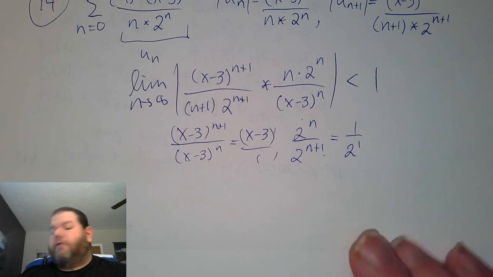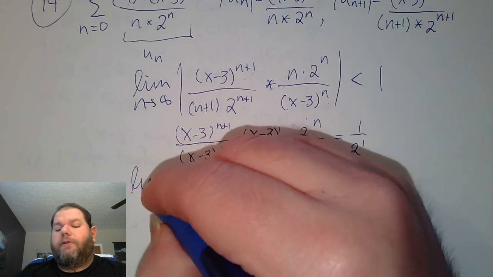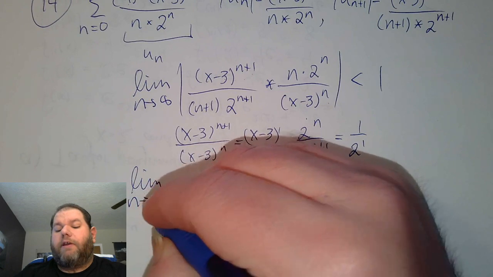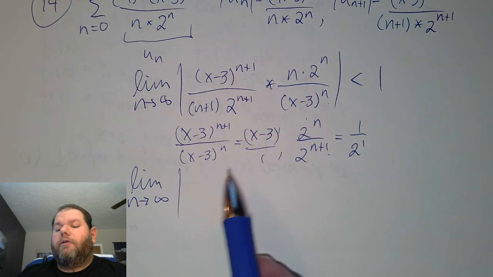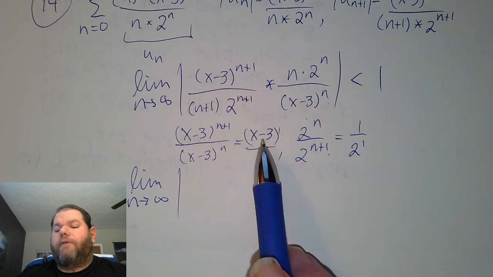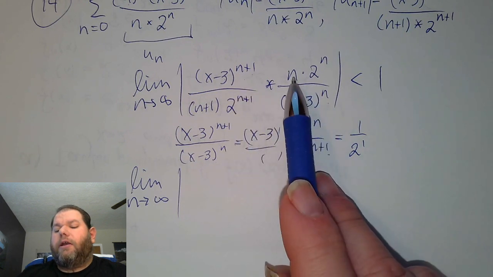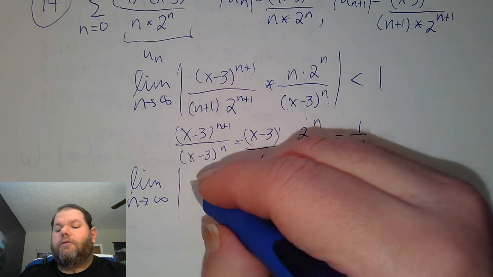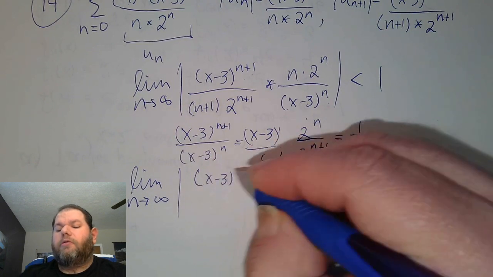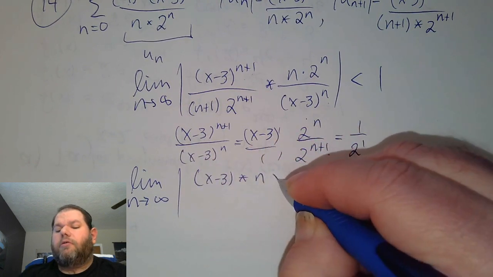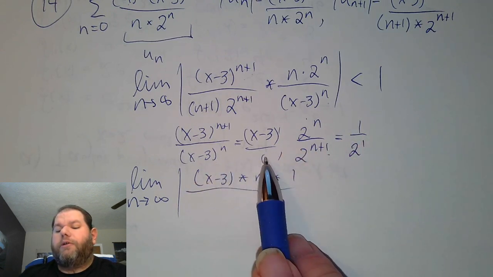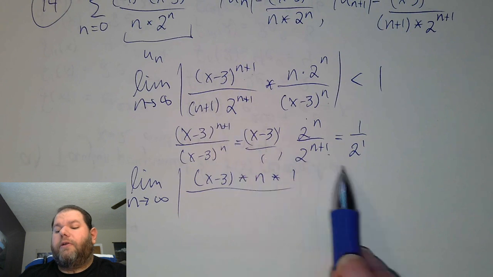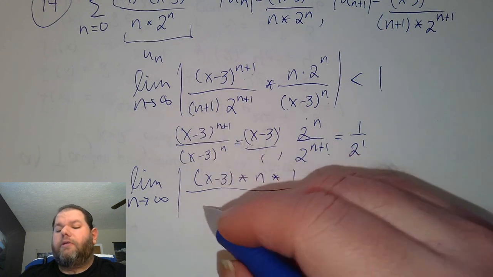So, let's see. Now we'll have limit as n goes to infinity. And inside, on top, we'll have x minus 3, n, and 1. On bottom, we'll have a 1, or n plus 1 times 2 times 1.